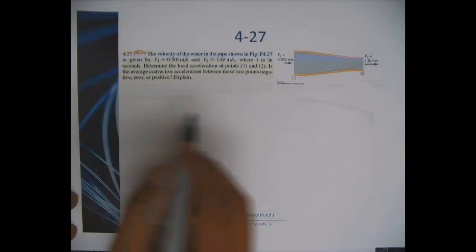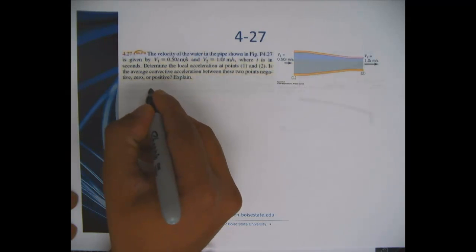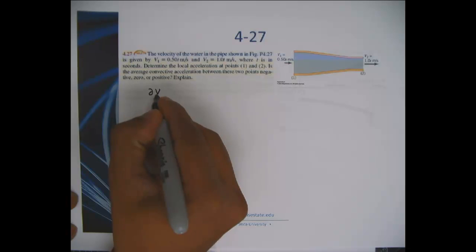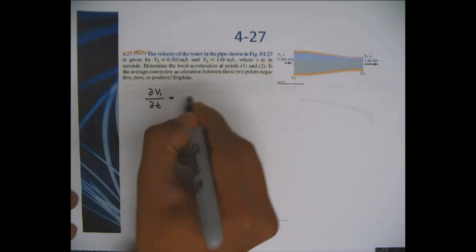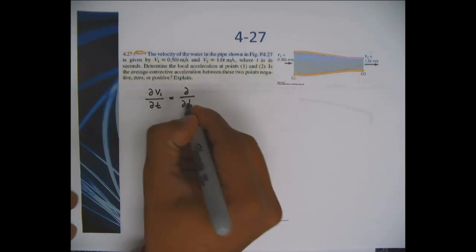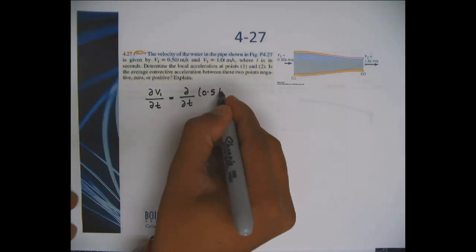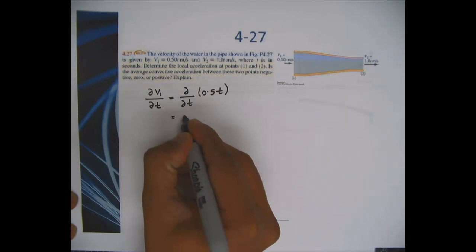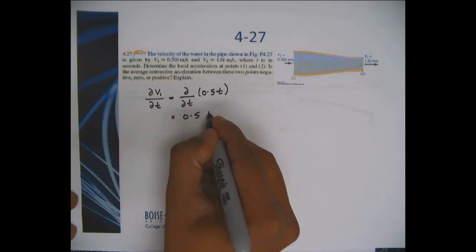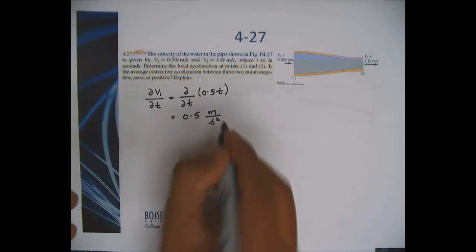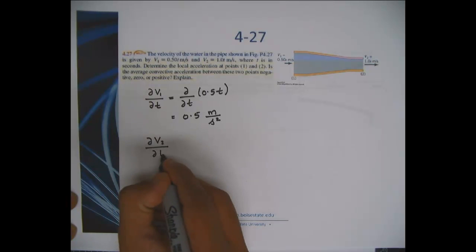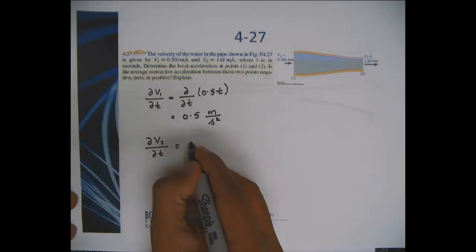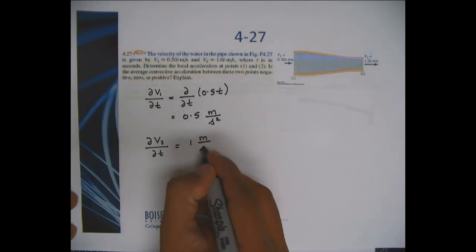So the local acceleration at any point would be dv over dt, and if I want to compute this at point 1, this is d over dt of 0.5 t, or just 0.5, and the units would be meters per second squared. Similarly, at point 2, I can determine that it would be 1 meter per second squared.